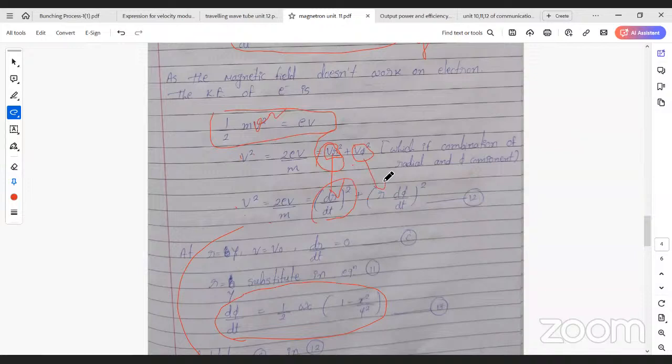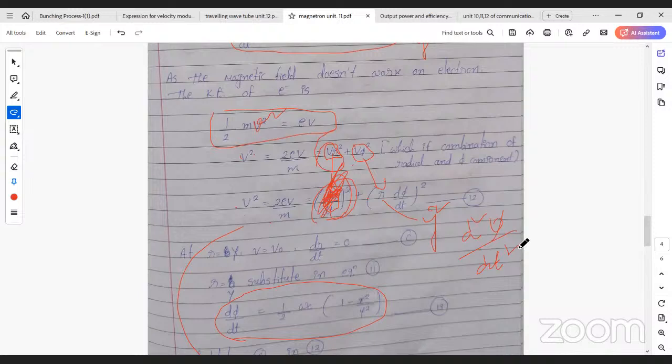So in this, what am I doing? Dr by dt, you keep 0. If you keep dr by dt as 0, this component completely vanishes. And keep r equal to y. If r equal to y, what will you get? Y square times d phi by dt, whole square. This one I am getting on the RHS side.